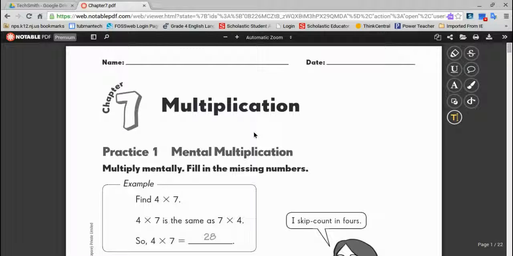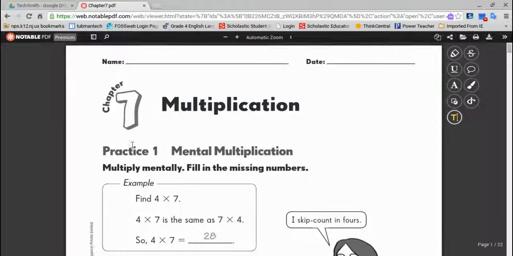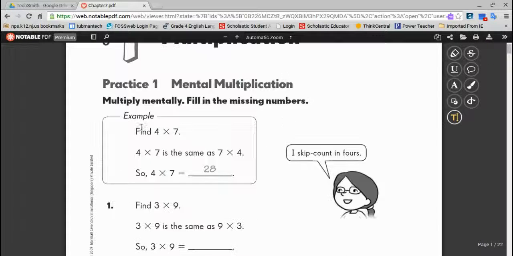This is page 119, Chapter 7, Multiplication. Practice 1, Mental Multiplication. Multiply mentally, fill in the missing number.